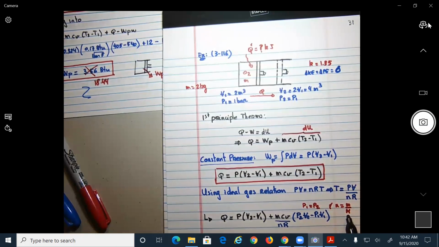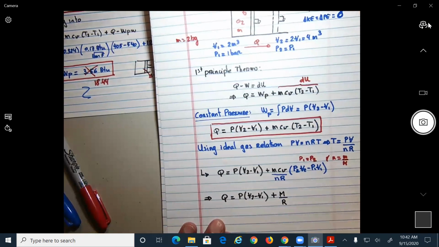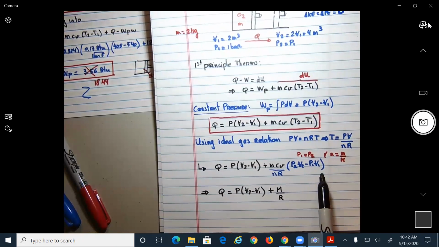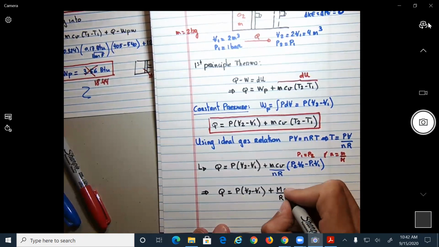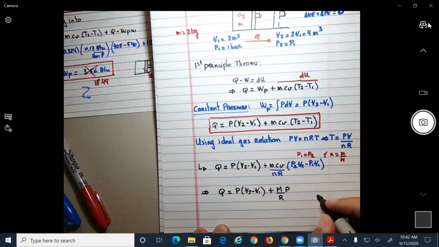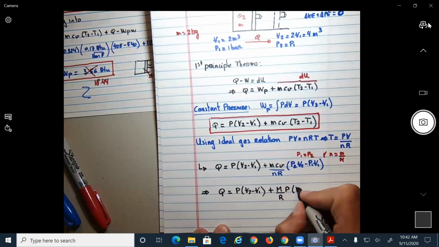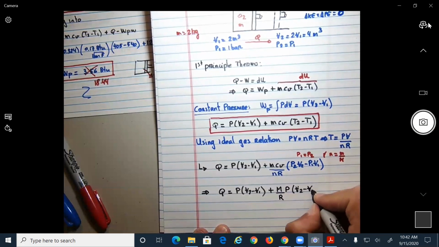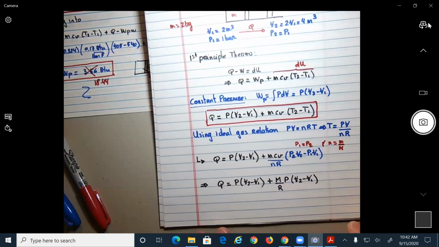Can you move the paper up a little bit? Yeah, sorry. Thank you. So you see what I'm trying here? I substitute the N, so it gives you the mass. This mass will cancel with this one, but this is divided, so it goes up, N divided by R, P, and this will be now V2 minus V1.